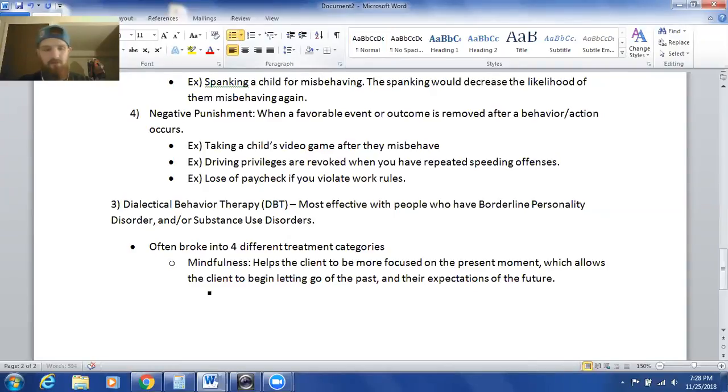The huge thing here is the goal is to overcome cognitive dysregulation. Thoughts negatively impacting one's life.